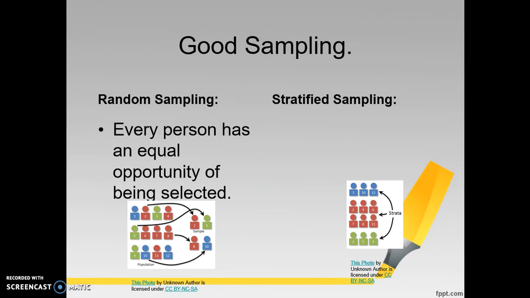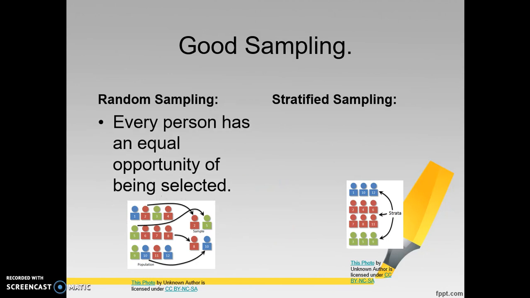So, good sampling. There are a couple of things that have to occur for it to be a good sample. First off, there could be random sampling. Every person has an equal opportunity of being selected. If you look at the picture here, you'll see there's about 12 individuals, all of different backgrounds or races, male, female, whatever the case may be, and everybody has an equal opportunity to be selected. There's no real rhyme or reason to why they're being selected, so that's good.